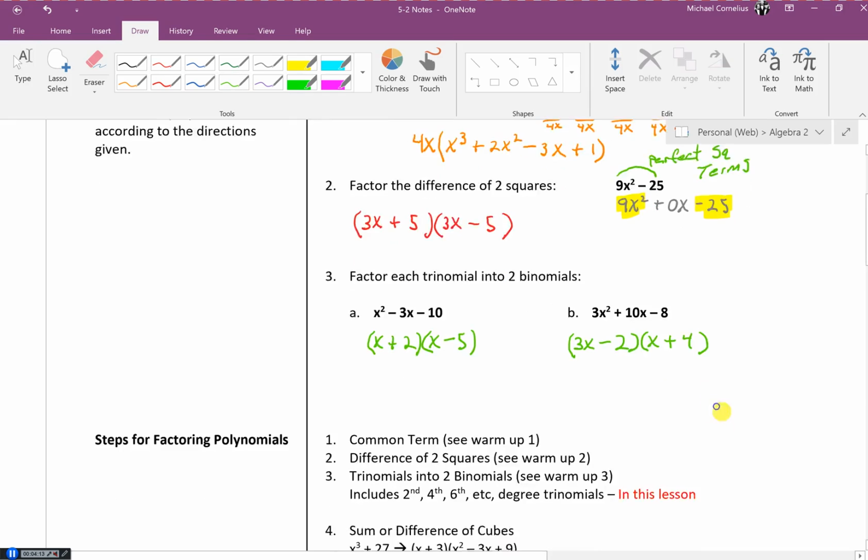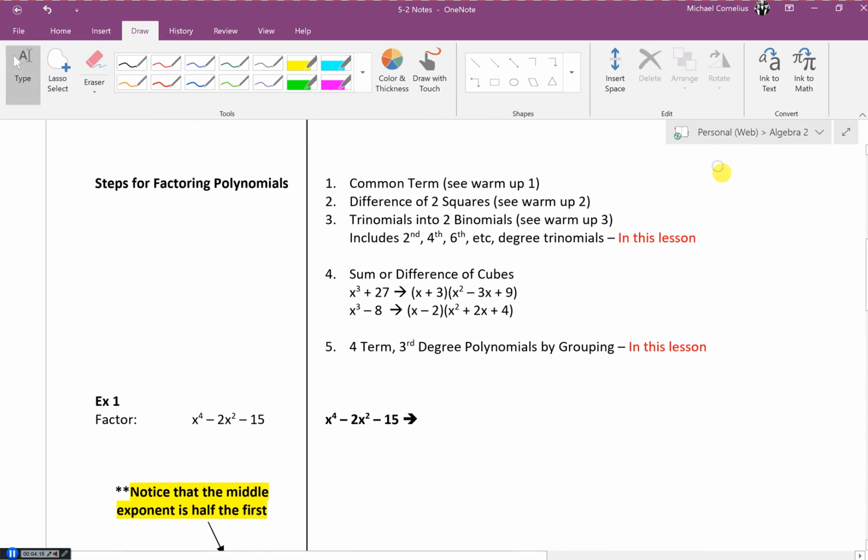So whenever it says to factor something, the first thing you want to do, number 1, is there a common term I can take out? Might make it a little bit easier. We did that in warm-up number 1. Number 2, is there a difference of 2 squares?